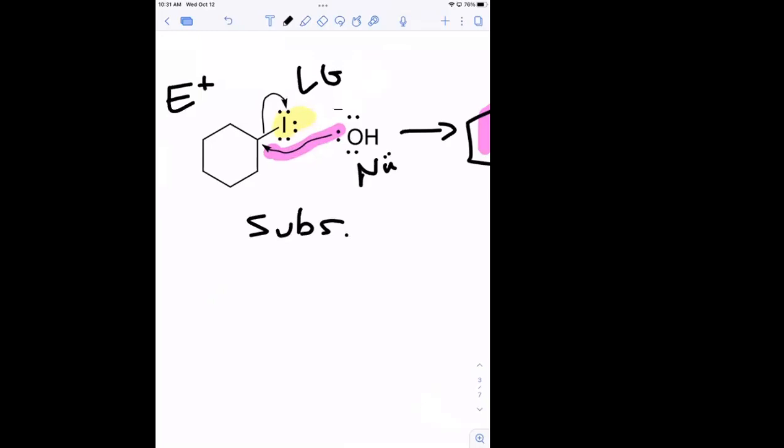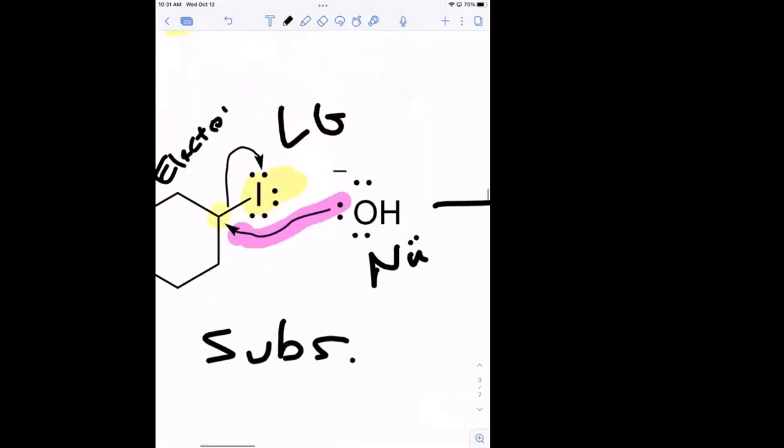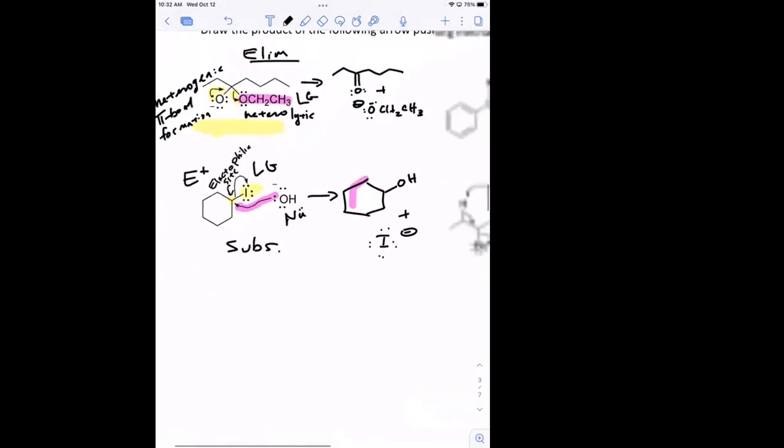And where is the electrophilic site in the ring? Since we know that's the electrophile. The carbon that's bonded to the iodine. Carbon where your leaving group is. That's where the reaction takes place, right? That's where the oxygen attacks. And so this carbon right here is the electrophilic site. Right, in the electrophile, wherever the reaction takes place, that's the electrophilic site. All right, good.